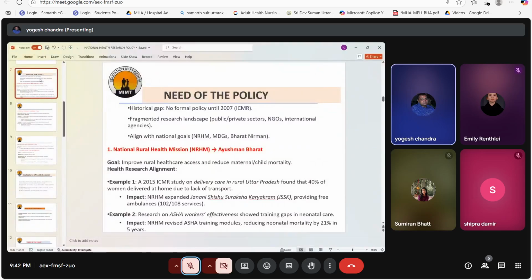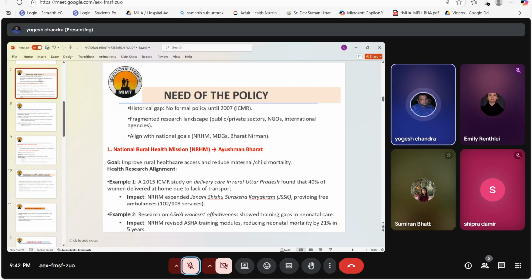And third, policy is required to align with the national goals. Whatever health research is being done, that is already done or is going to be done, should be aligned with the national goal. Otherwise, if our national goal is something else and we are engaged in some other research, then it is not going to be very, very fruitful.